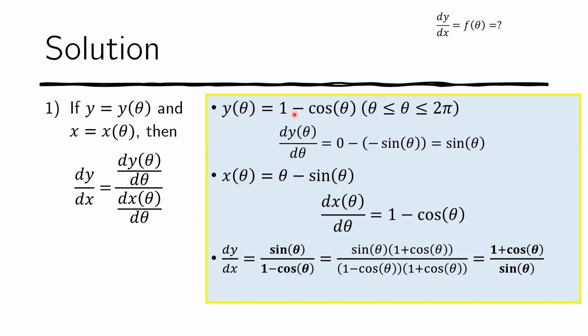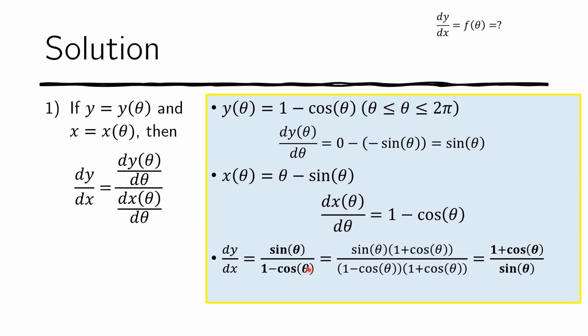So if y of theta equals 1 minus cosine theta, then dy/d theta is just this expression here. The derivative of a constant is 0, the derivative of cosine theta is negative sine theta, so 0 minus negative sine theta, that's just sine theta. For the derivative of x of theta, it's basically the same. dx/d theta is just, the derivative of theta is just 1, and the derivative of sine theta is cosine theta. Now we put these all together, dy/d theta over dx/d theta, so that's dy/dx. dy/dx equals this expression, sine theta, over this expression, 1 minus cosine theta.